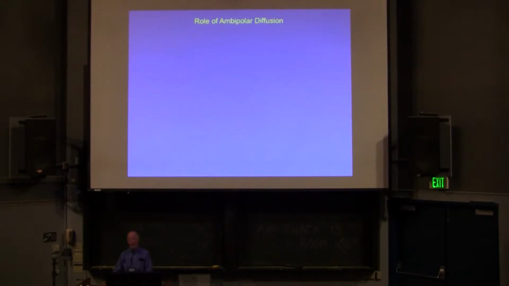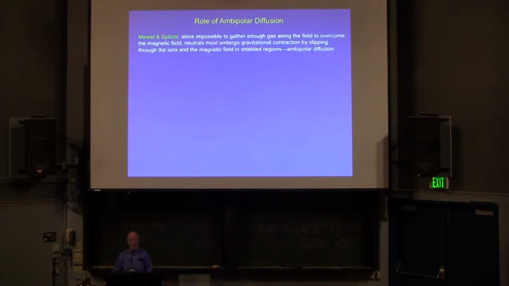Okay, so what Mestel and Spitzer concluded is you needed something to, as I said before, in ideal MHD I can have the gas flow along the field lines, but it's impossible to flow across the field lines. Ambipolar diffusion is just such a process. It is not ideal MHD. It does allow gas to flow across the field lines.